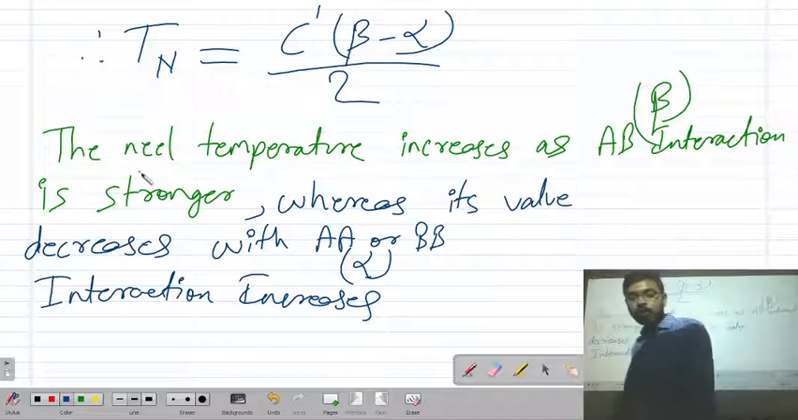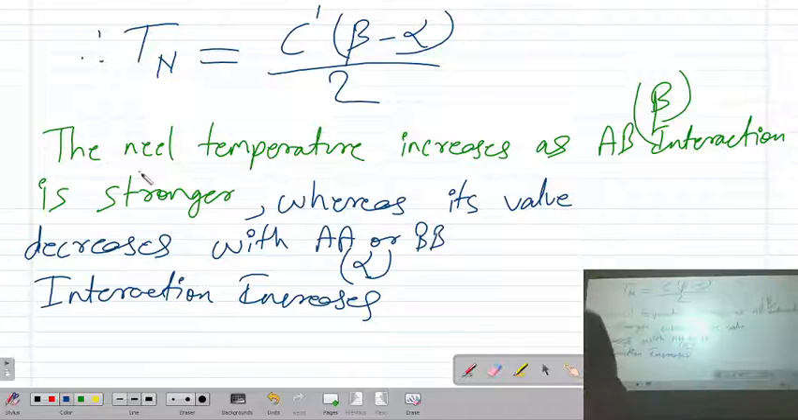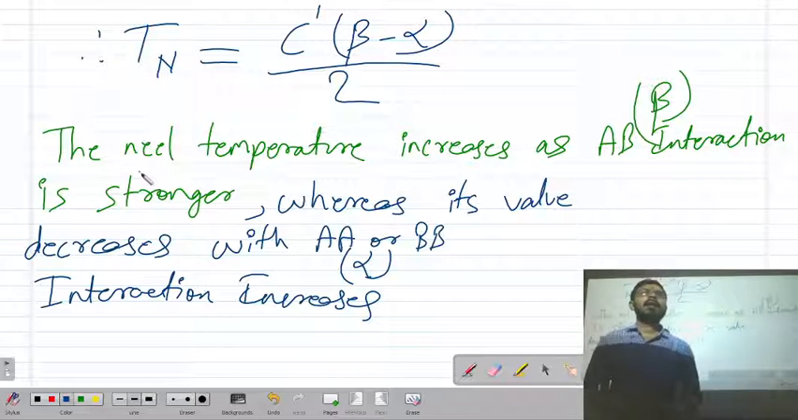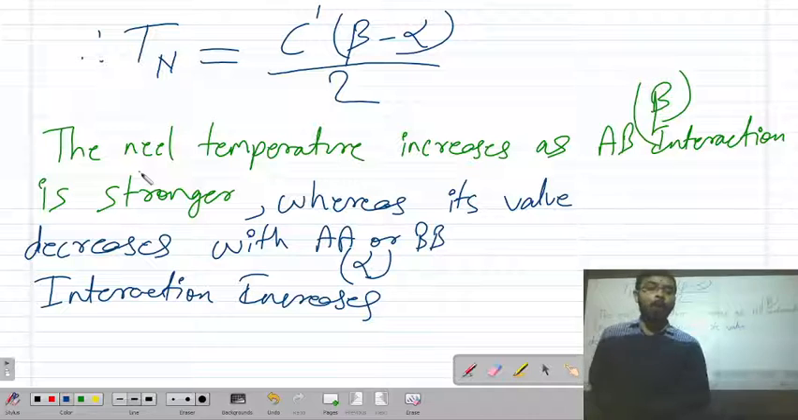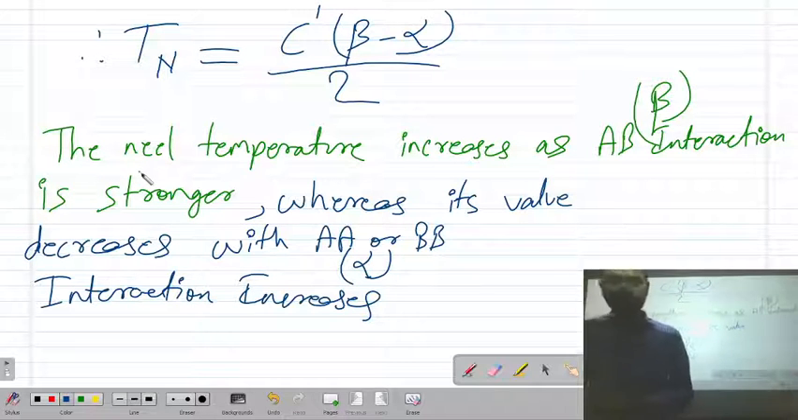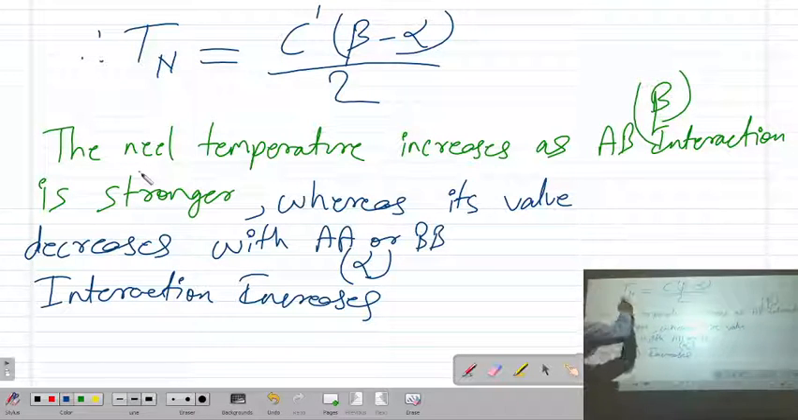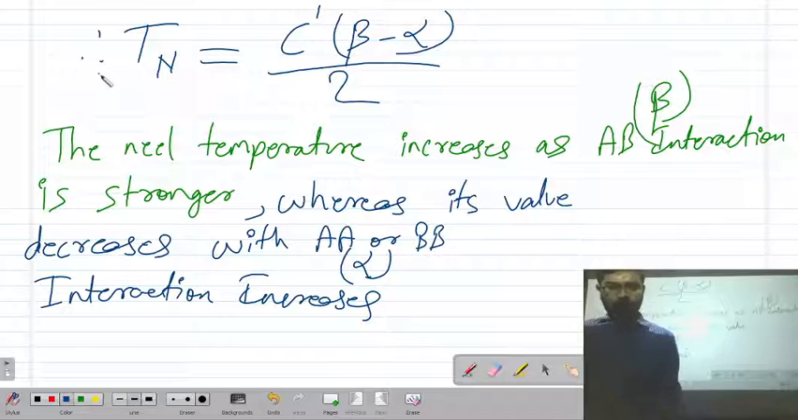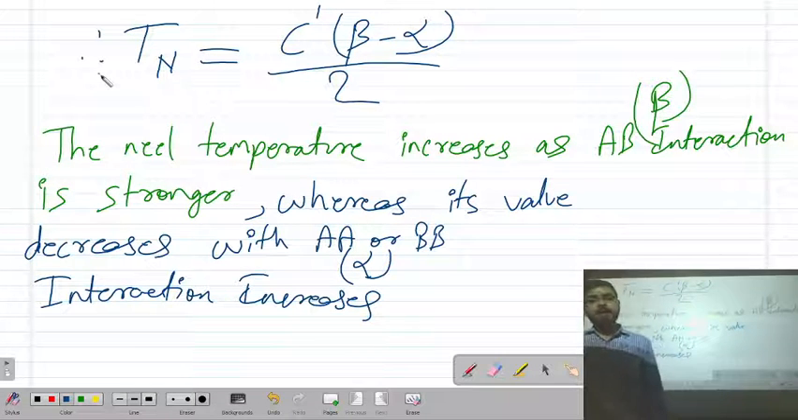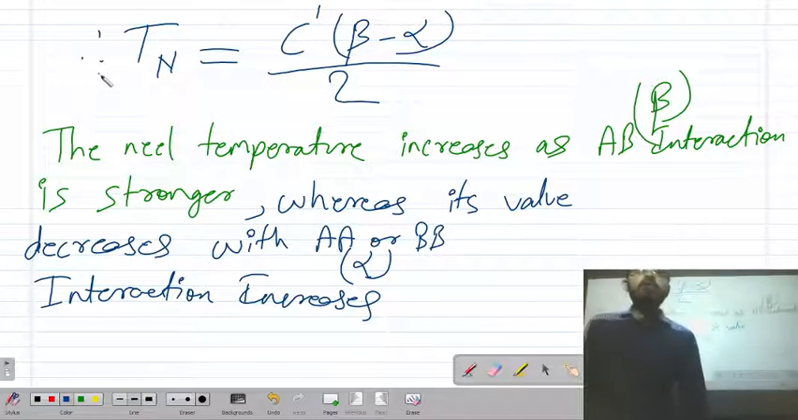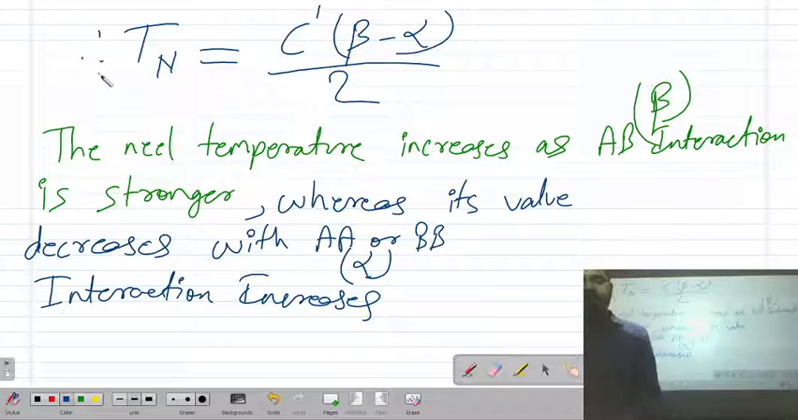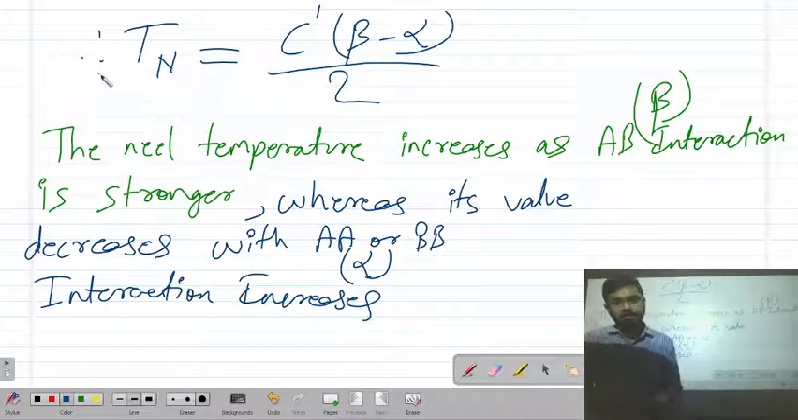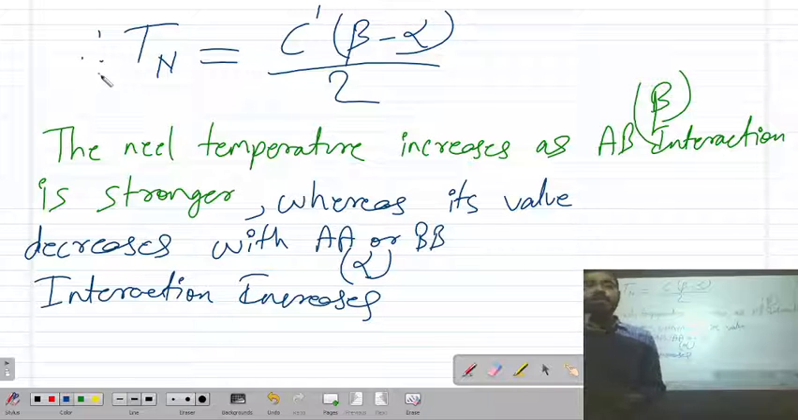So this is the relation between the interaction of lattice atom A and atom B, having opposite magnetic dipole moments, and T N. This T N value will decide up to which temperature the material will behave as an antiferromagnetic material. It will have antiferromagnetic properties. So this was all about antiferromagnetic material and its derivation with respect to the change in temperature. Okay, thank you.